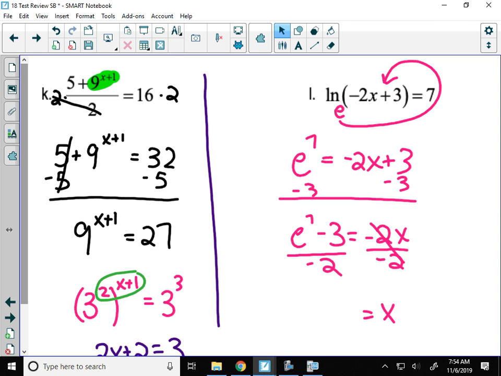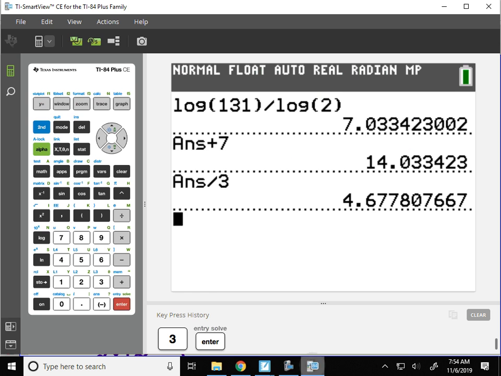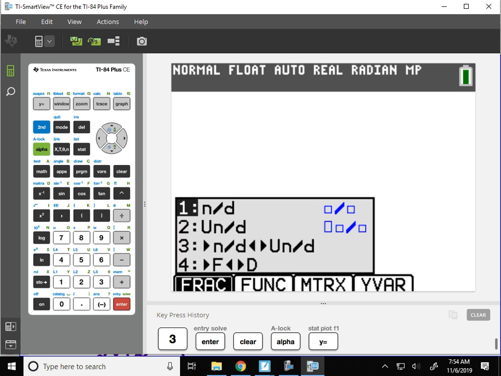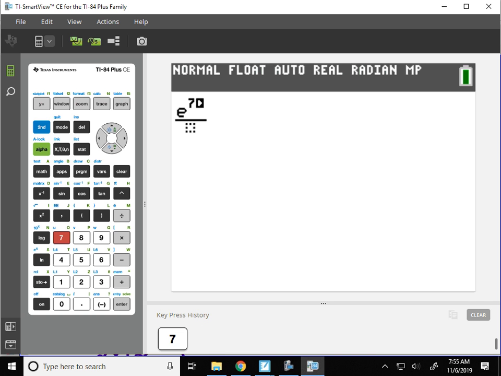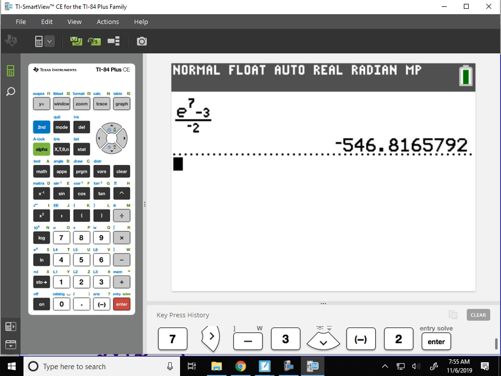I can type that, if I want, just like that, into my calculator. Or I can do it step by step, but I'll do it this way. I'll do e to the 7th, and it's e to the 7th minus 3, all over negative 2. And this is my answer, negative 546.817.